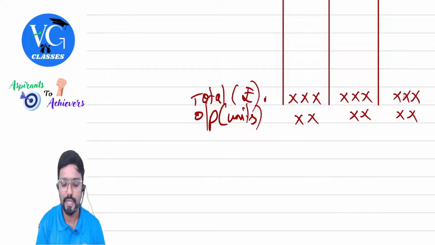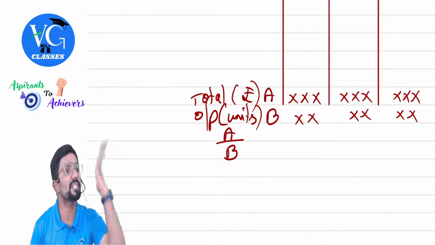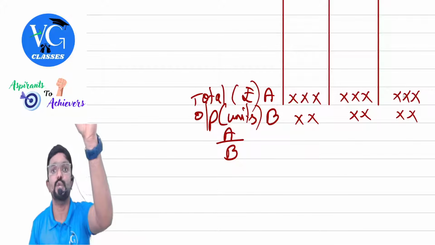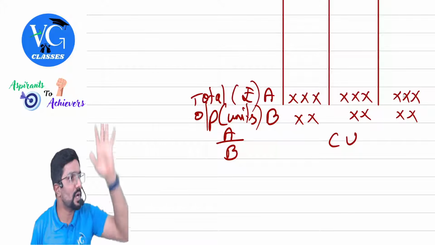Okay. Now let us give a notation. This is A, this is B. Now if I do A by B, what do I get? Cost per unit. We call this cost unit.